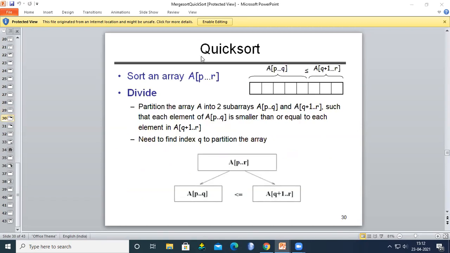So QuickSort is our main topic. It is a divide and conquer algorithm.